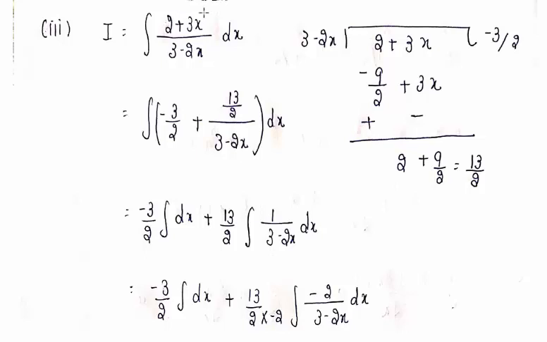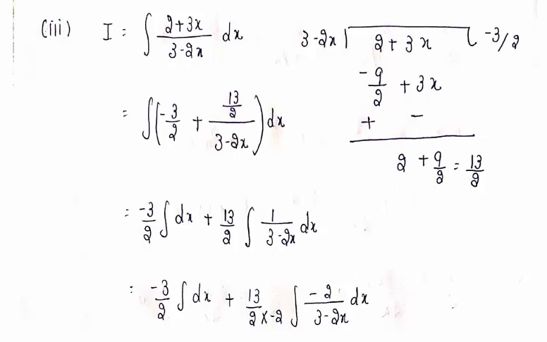So to perform the division, we write 2 plus 3x inside and 3 minus 2x outside. Then after division, first we multiply this with minus 3 by 2, this becomes minus 9 by 2, and here minus 3 by 2 into minus 2x is plus 3x. Then we change the sign, this becomes plus minus. Now we cancel out and 2 plus 9 by 2 is equal to 13 by 2. Minus 3 by 2 is our quotient, this is our remainder, and this is our divisor. Now this is our first term and this is our second term.